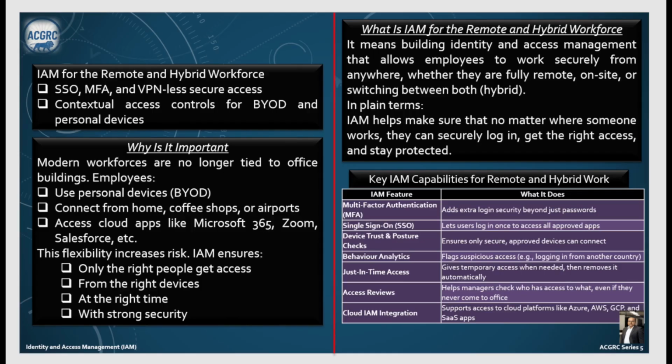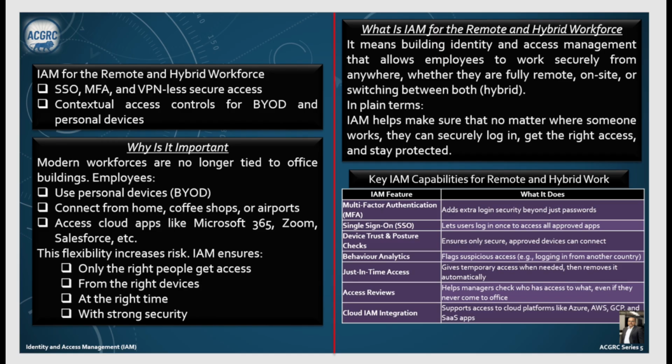Now, why is it important? Well, the modern workforce is no longer tied to office buildings or employees. Employees use personal devices or connect from home, coffee shops, or airports. They access cloud apps like Microsoft 365, Zoom, Salesforce, etc. This flexibility increases the risk. IAM ensures only the right people get access from the right device at the right time and with strong security.